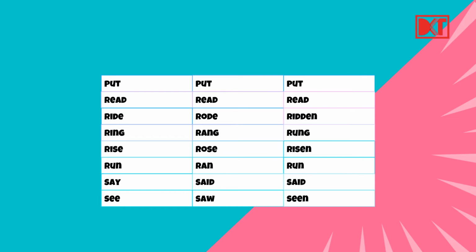Now here, although you see read, the V2 and V3 forms spell the same, but it is pronounced differently: V2 is read and V3 is also read. There is a difference in the pronunciation.